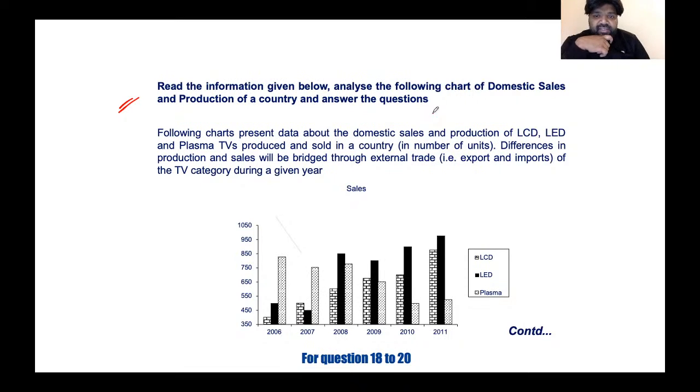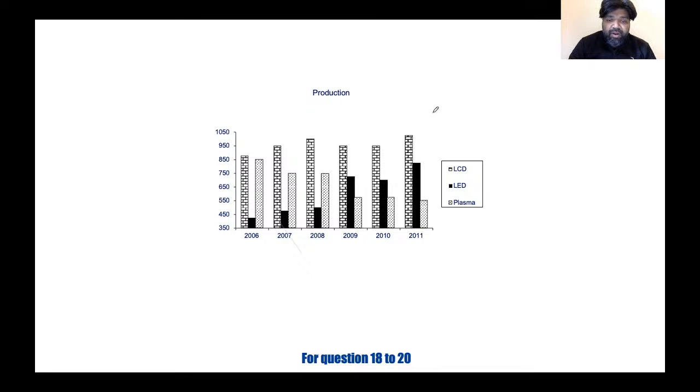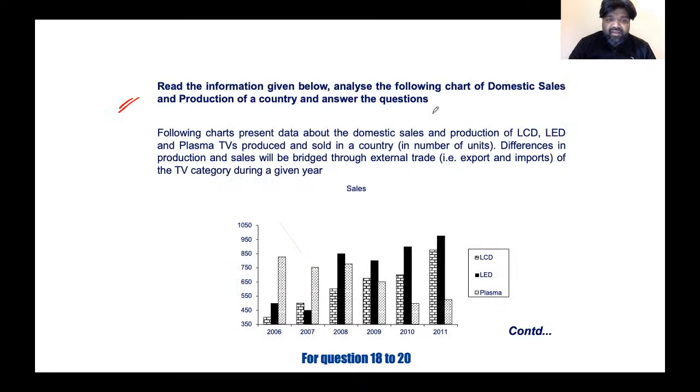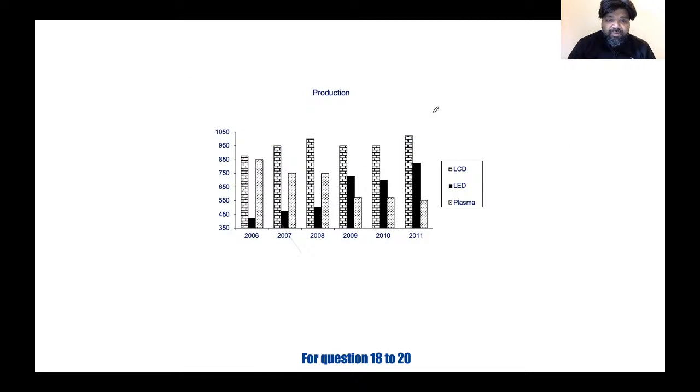The following chart presents data about the domestic sales and production of LCD, LED, and plasma TV produced and sold in a country. Difference in the production and sales will be bridged through external trade, that is, exports and imports of the TV category during a given year. So these are the sales of the three different TVs in the following years. That's the production, that's the sales, that's the production. And they say the differences in the production and sales will be bridged through external trade, that is exports and imports of the TV category.